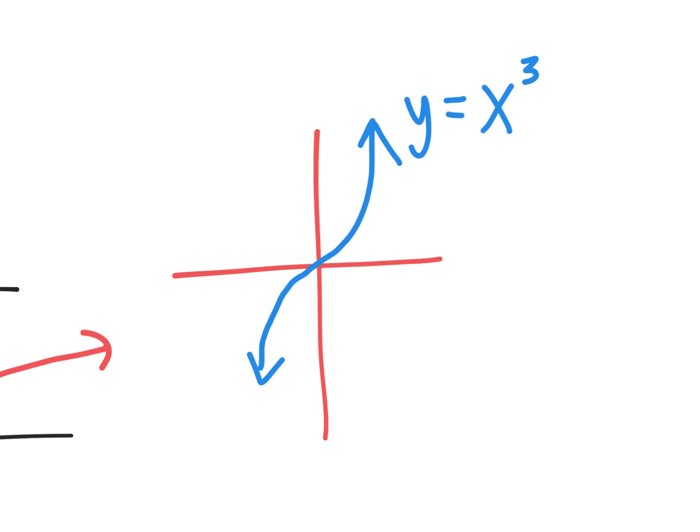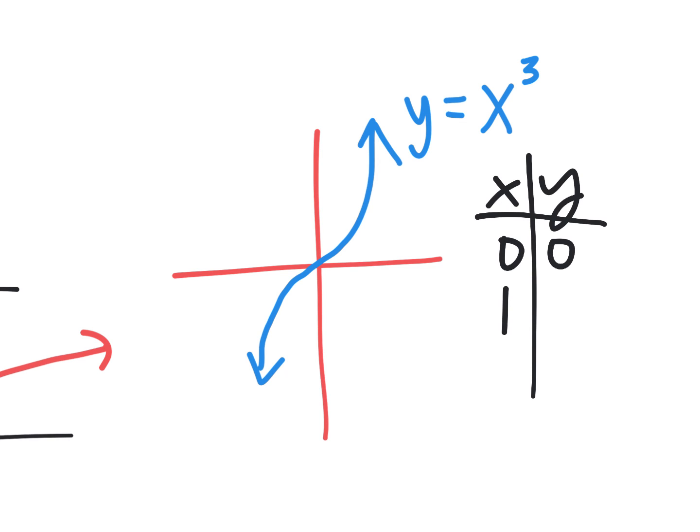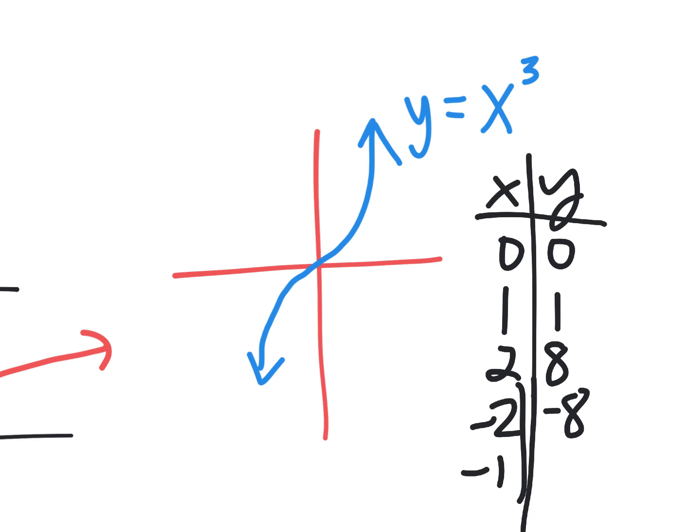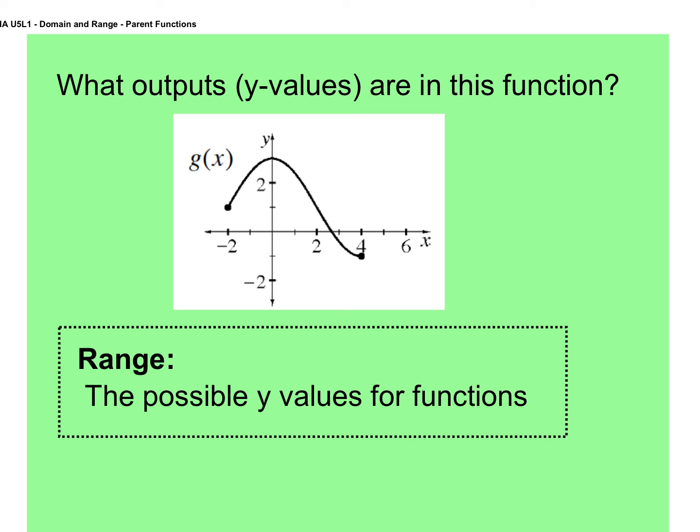And if you were like, how am I supposed to know what that is? XY chart, put in 0, you get 0. Put in 1, you get 1 to the third, which is 1. Put in 2, 2 to the third is 8. Put in -2, and you get -8. Put in -1, and you get -1. And you can graph all those points, and you'll be like, oh, I graphed 5 points, and it looks like that. It must be that function. We already talked about the range of that one.